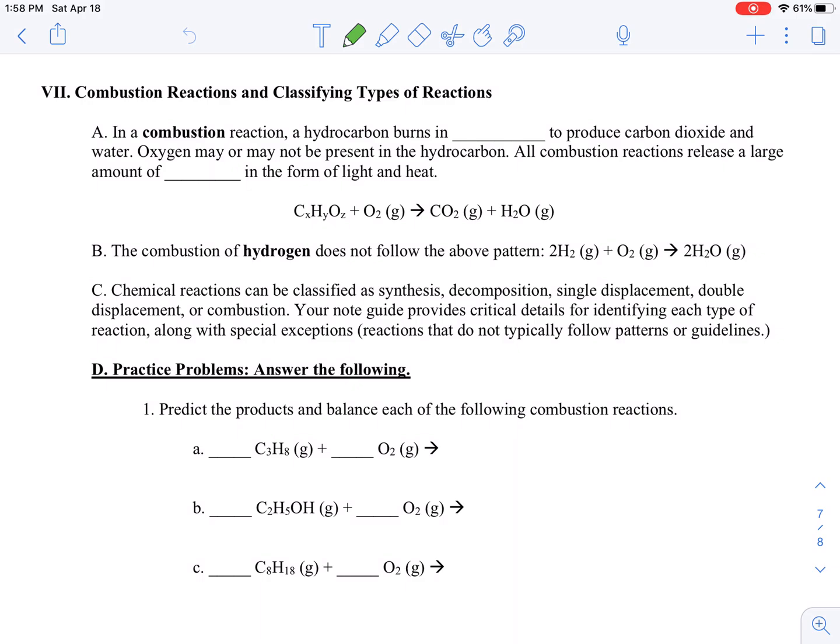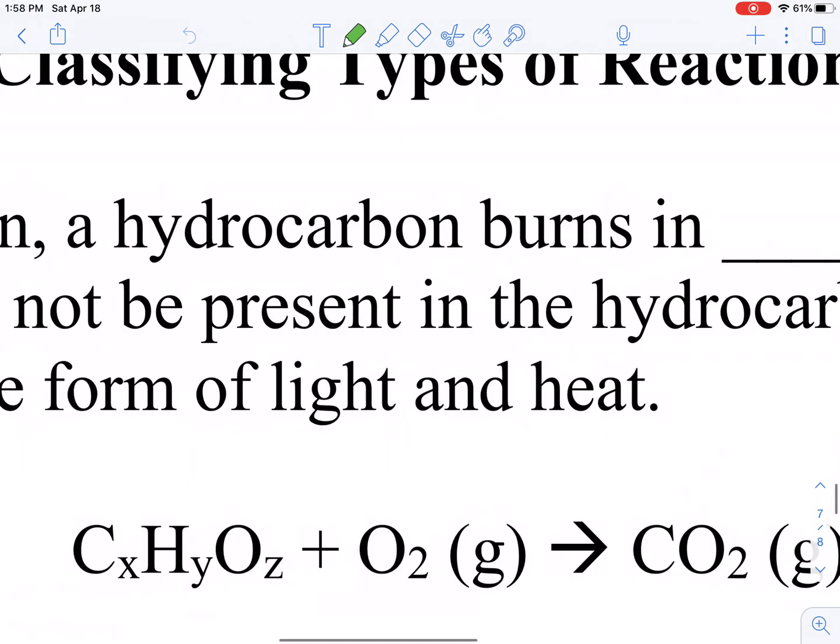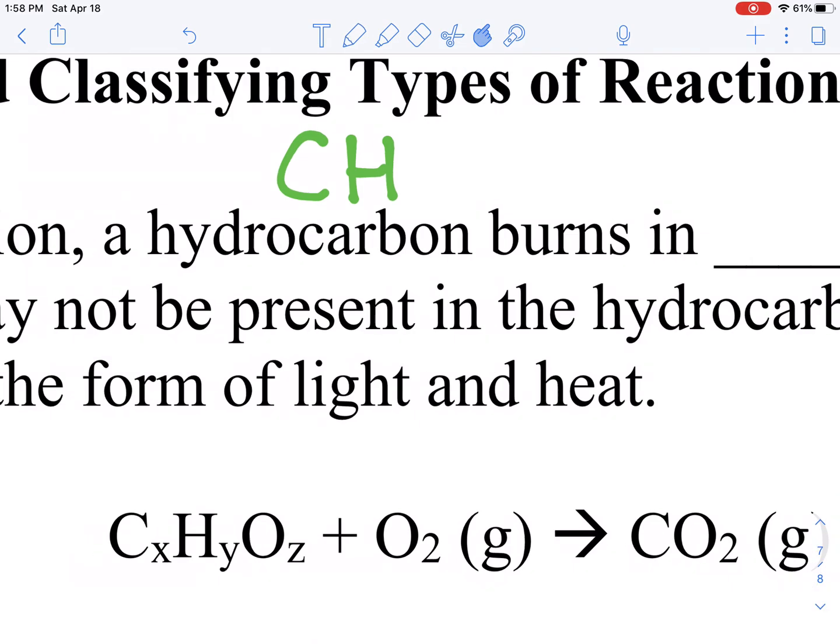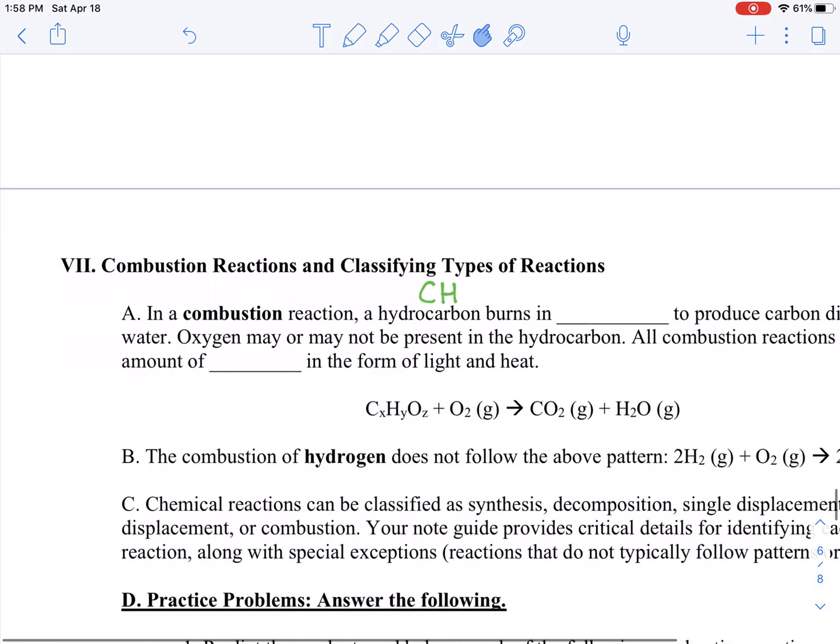So, in a combustion reaction, we have a hydrocarbon burning in oxygen. Now, what is a hydrocarbon? Well, a hydrocarbon is made up of 2 elements, hydrogen and carbon. And typically hydrogen comes after carbon, so that's why I wrote it in that order. But a hydrocarbon is simply carbon and hydrogen.